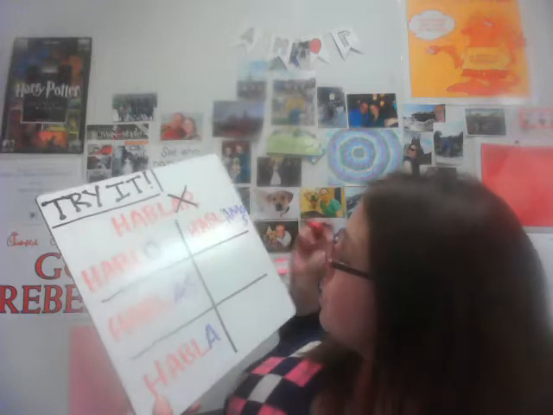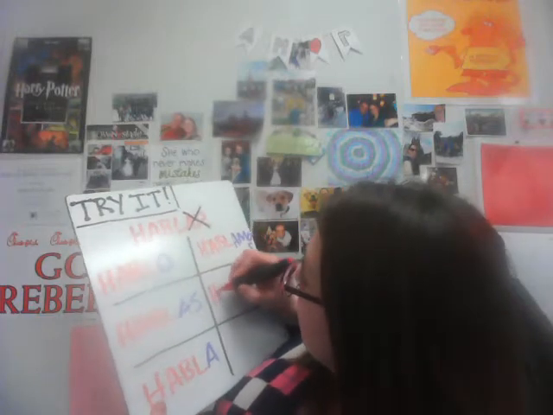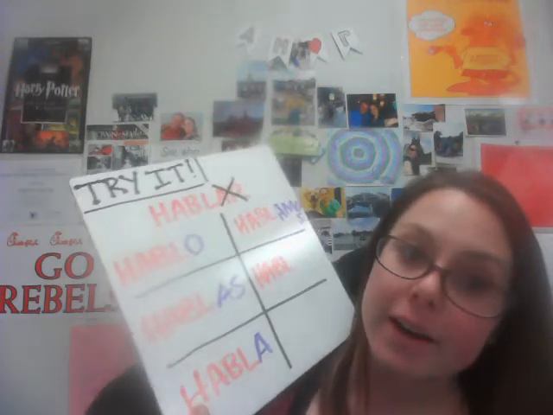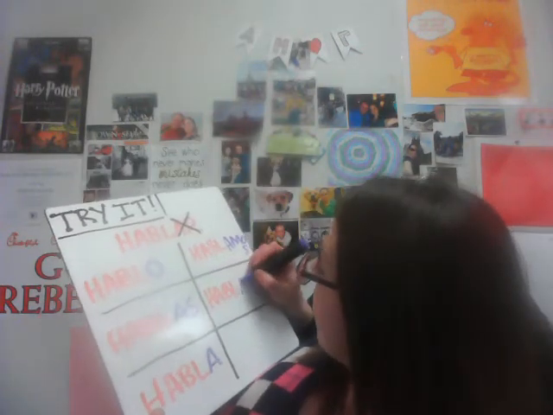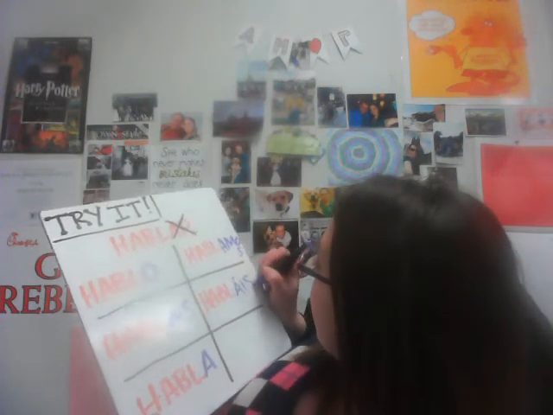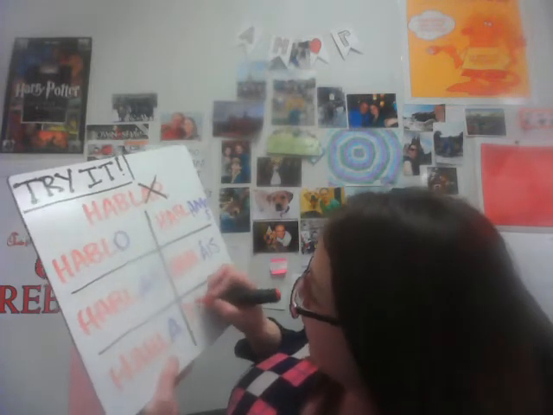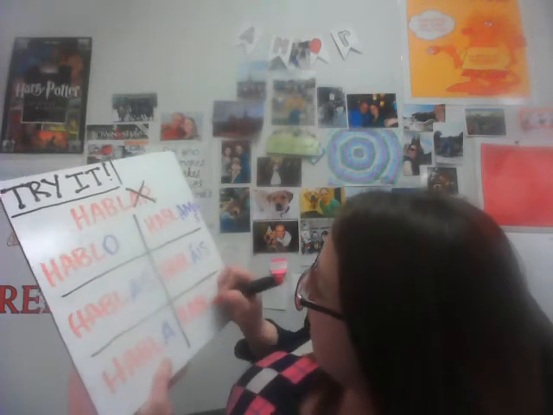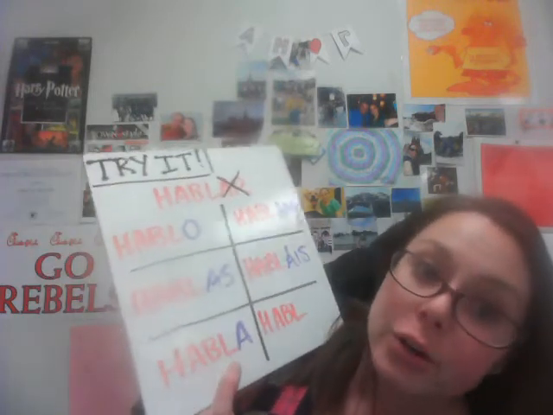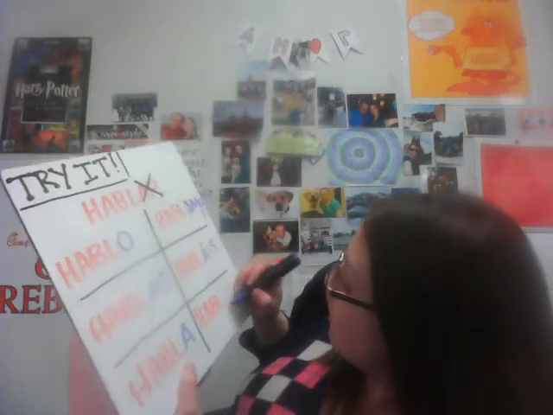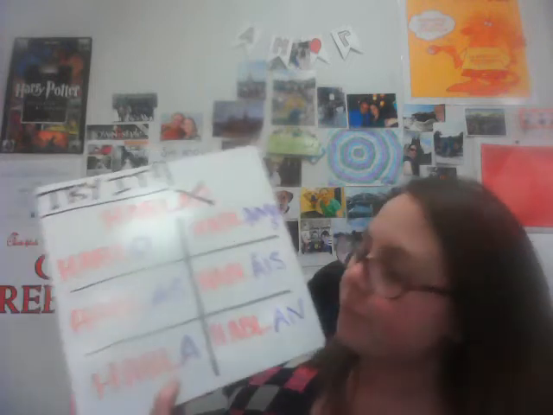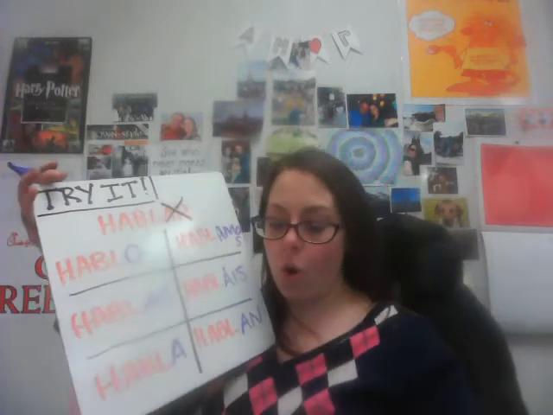The vosotros form is H-A-B-L, of course. And then my new ending is áis. So A with an accent, I-S. That's y'all talk. So habláis is y'all talk. And the ellos, ellas, ustedes form to say they talk. Keeping my H-A-B-L, I'm going to add my new ending, which is an, A-N, for they talk or you all talk.